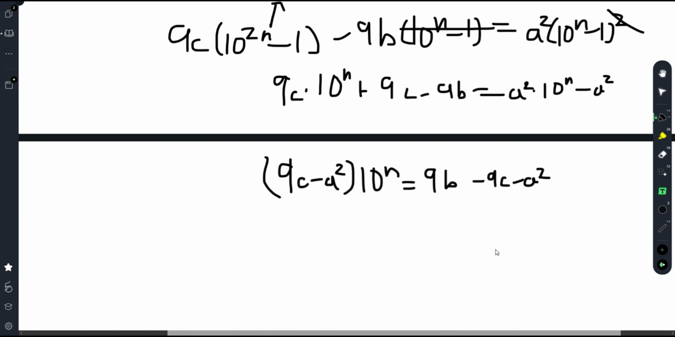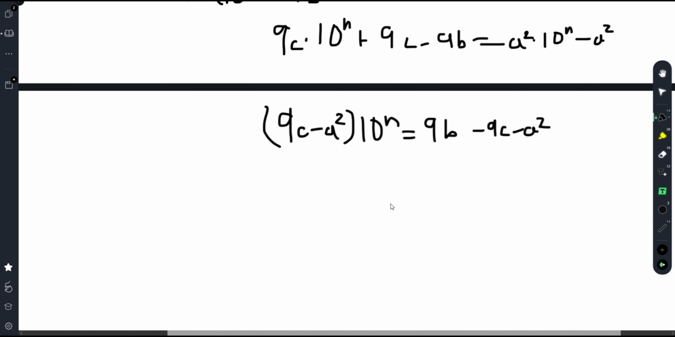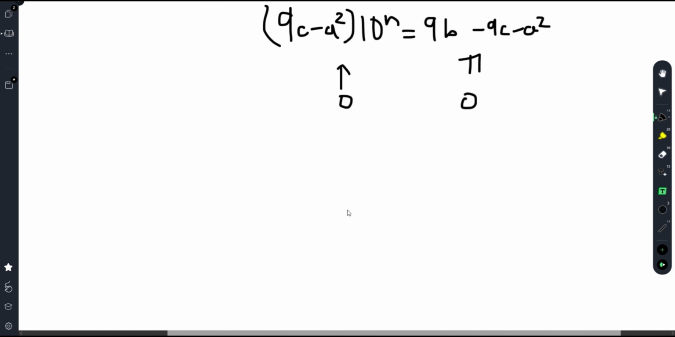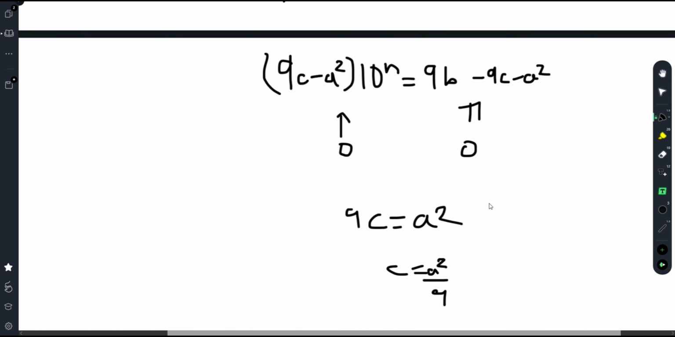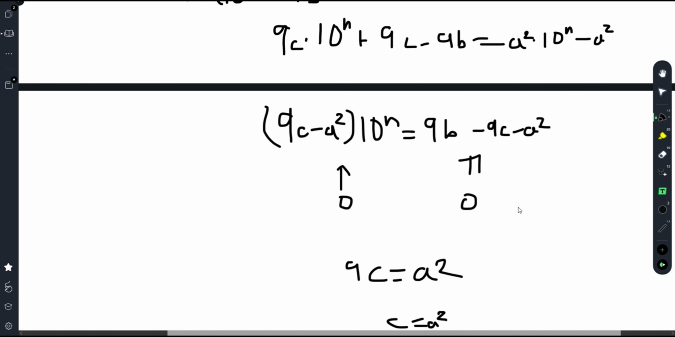So since n is not a constant, we have to make sure that these are equal for every possible n. And the only way we can do this is if both sides are equal to 0. So this has to be equal to 0, and this has to be equal to 0. In this case, 9c is equal to a squared, so c is equal to a squared over 9. And in this case, we can do 9b minus 9c, which is a squared, so minus 2a squared is equal to 0. So b is equal to 2a squared over 9.